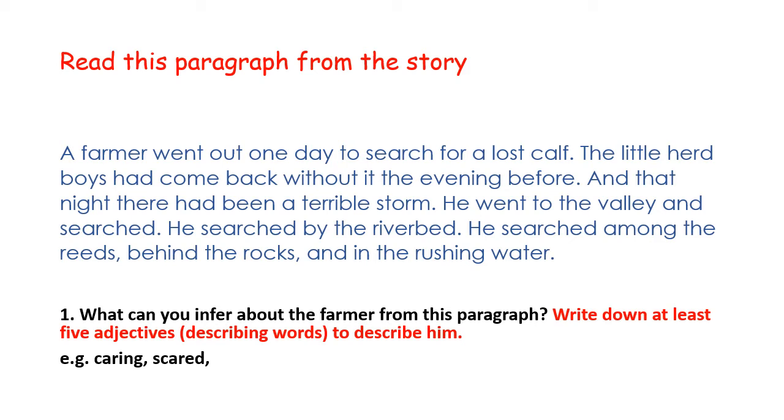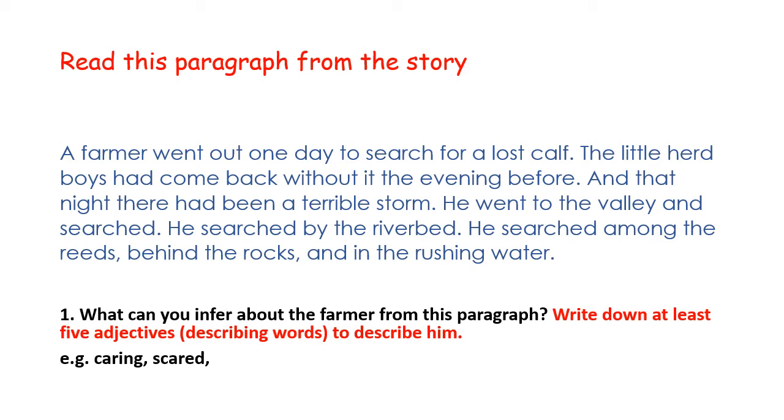So, reading this paragraph about how the farmer goes out and looks all over the place for this little calf, which is a baby cow, I think that he's caring. And I can also infer that he's scared because it mentions a terrible storm.